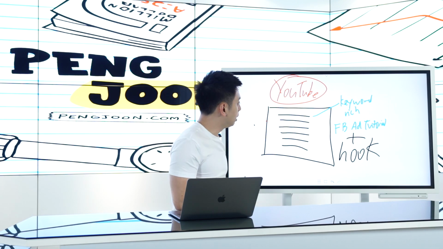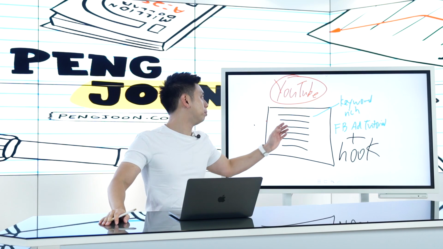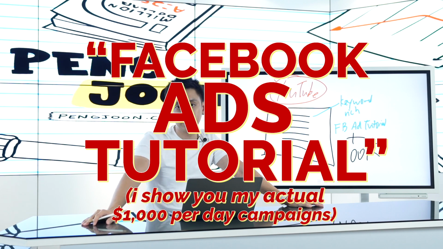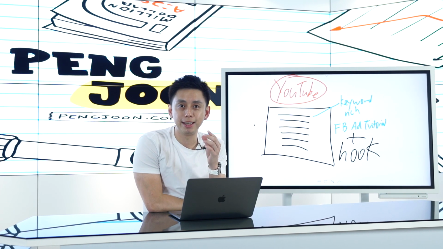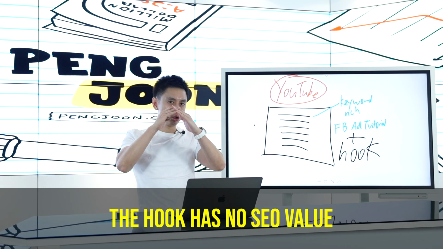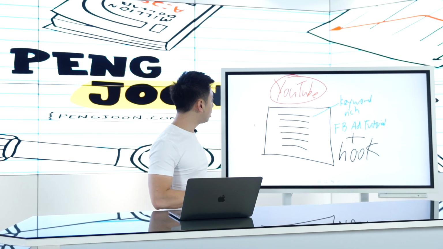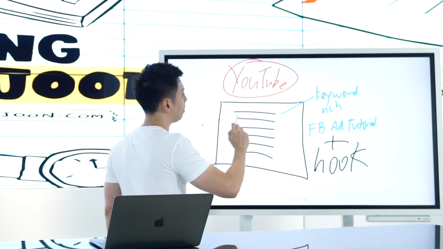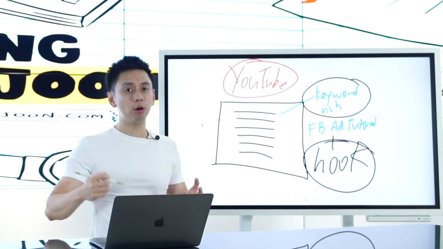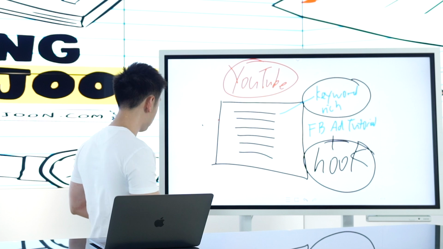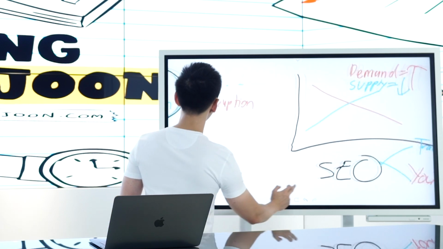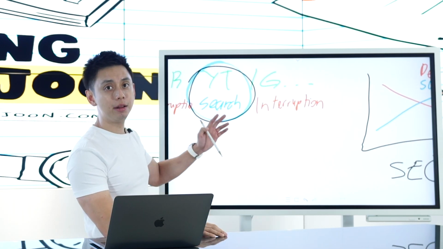So the hook could be, in bracket, what's working in 2020. It could be Facebook ads tutorial, in bracket, I show you my actual $1,000 per day campaigns. So it's like the hook is for the human. It is what makes them curious or excited and makes them want to click on it. So in other words, you need to have these two things merged together. So right now what you're gonna do is you're gonna start off by mapping out your keyword-rich titles together with the hook and start planning out the videos that you want to shoot. Now this is the start of your entire organic campaign strategy. Because once you're able to start with this, that is how you can multiply it and be omnipresent.